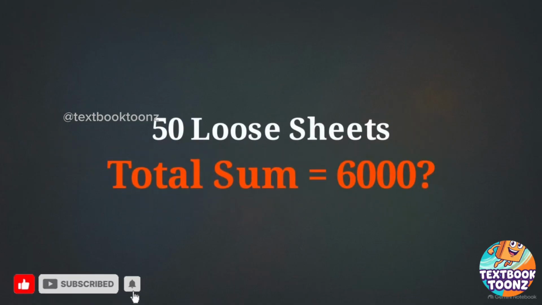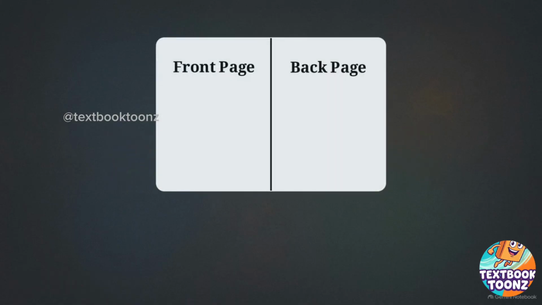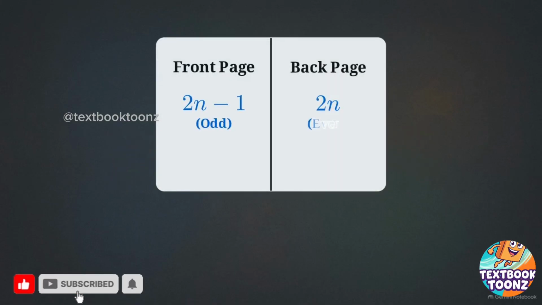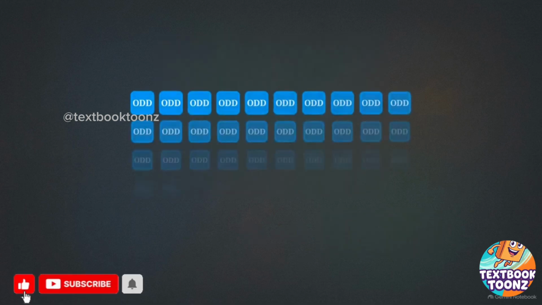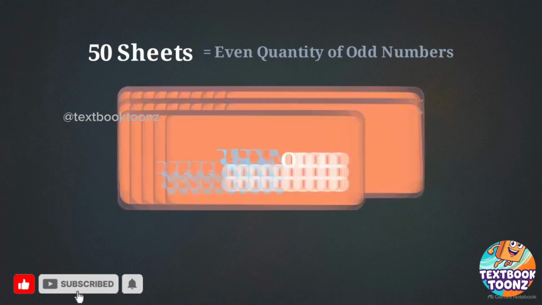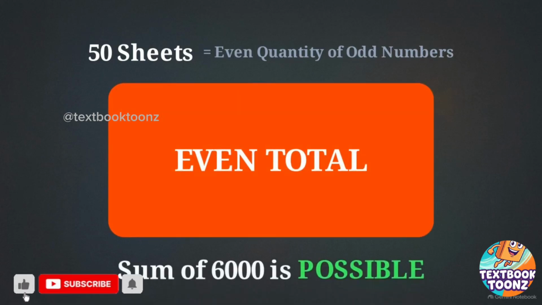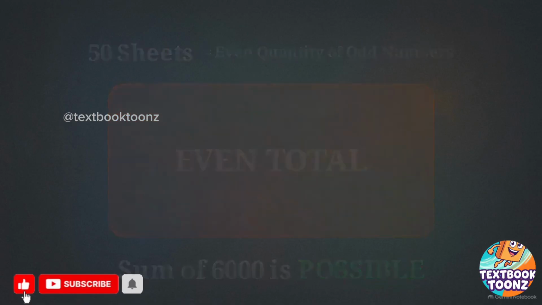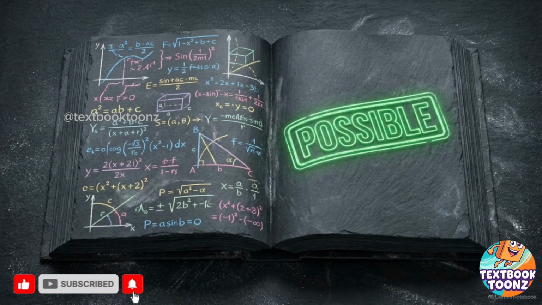We can use a similar approach to see if 50 loose Encyclopedia sheets could have a page number sum of 6,000. On any single sheet, the front page is an odd number, and the back is the following even number. Adding an odd and an even number always results in an odd sum for that sheet. Because we have 50 sheets, an even quantity, we are adding 50 odd numbers together. This will always result in an even total, which makes a sum of 6,000 mathematically possible. Parity rules allow us to verify the possibility of a scenario without performing the full arithmetic for every individual piece.